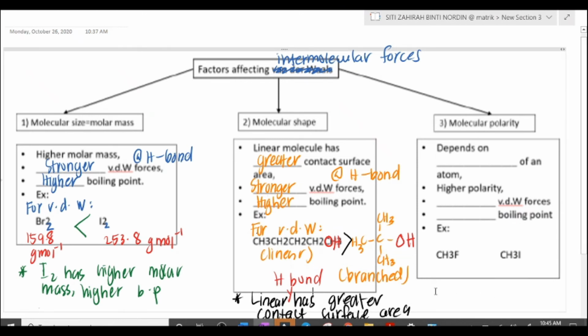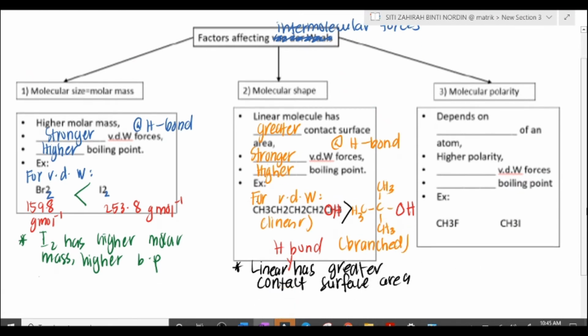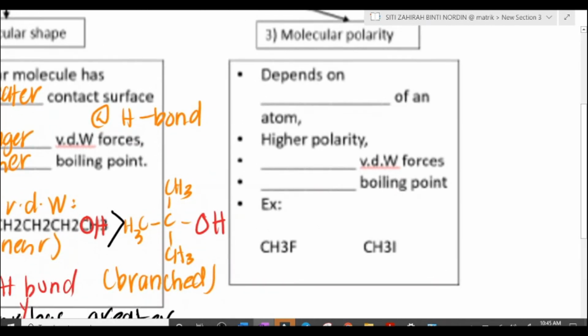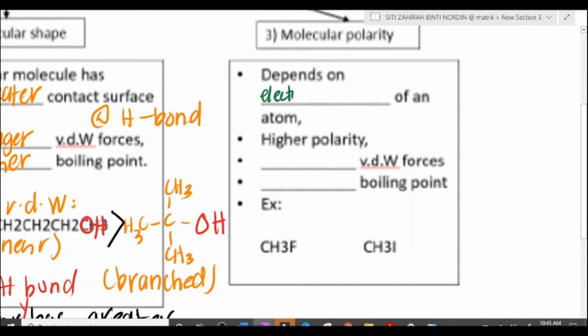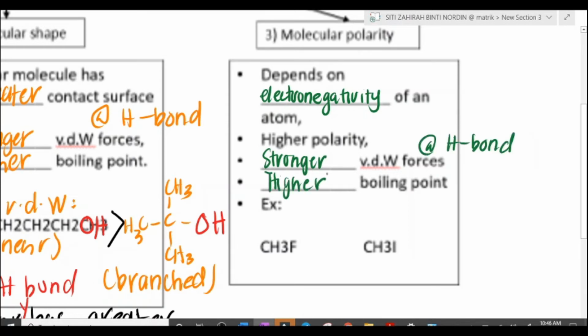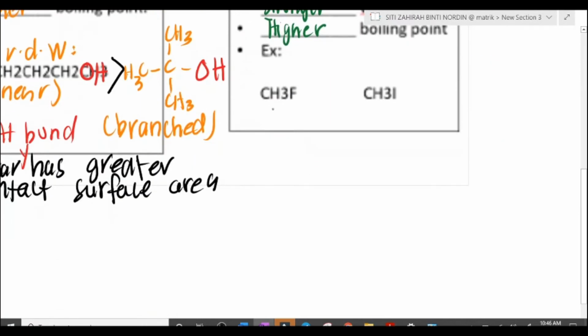Next, the third factor is the molecular polarity. Molecular polarity depends on the electronegativity of an atom. So the higher the polarity, the stronger the van der Waals forces or hydrogen bond, so the higher the boiling point will be. For example, for van der Waals forces, we have CH3F and CH3I. Make some correction on the lower subscript.